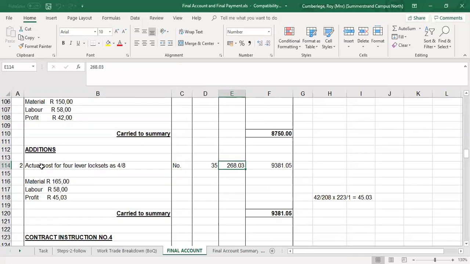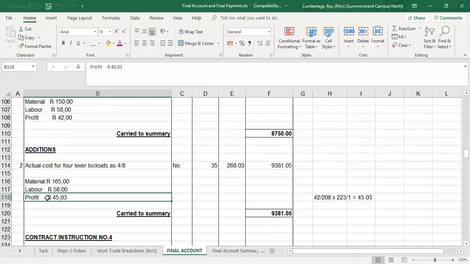Under additions, the new or actual lock set that has now been selected costs 165 Rand. Now remember, that's the material price excluding VAT. So the material price, we changed the prime cost of 150 that was allowed for the material. The actual cost for the material is now 165 Rand. Next, install the lock set. In this case, you'll note that in the bill, 58 Rand was allowed to install the lock. There's no real difference here. Irrespective of the cost, whether it's a 3 or a 4 lever lock set, you will still spend the same amount of time, so therefore the labor will remain the same.